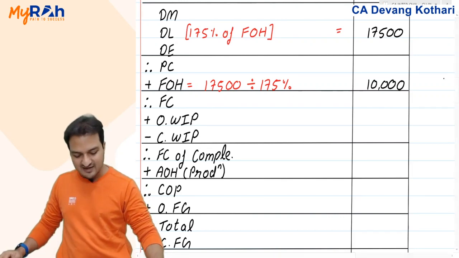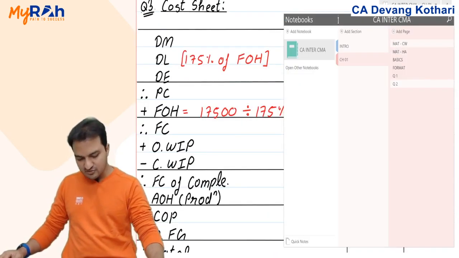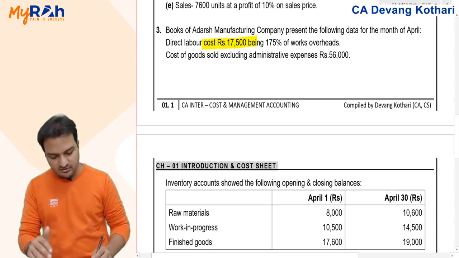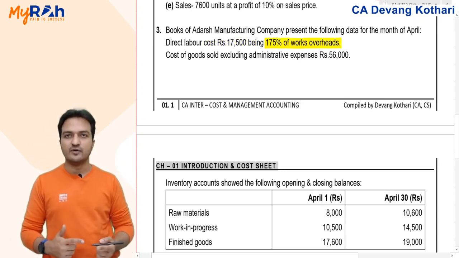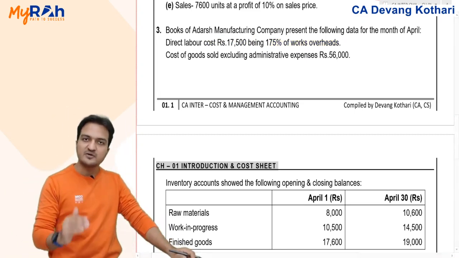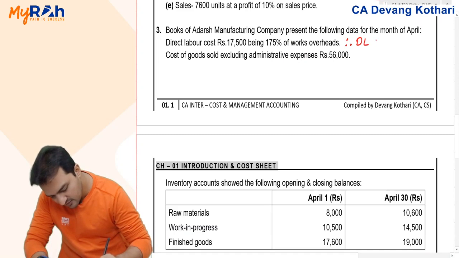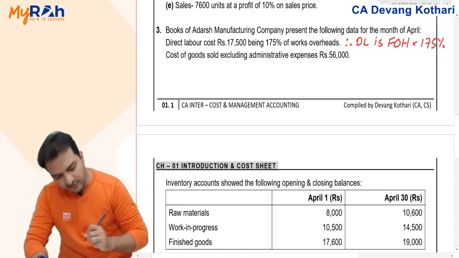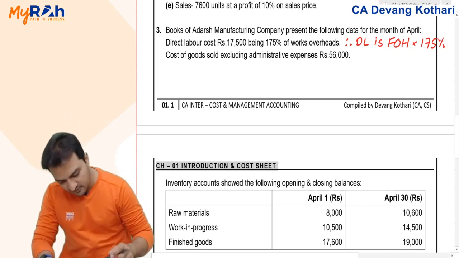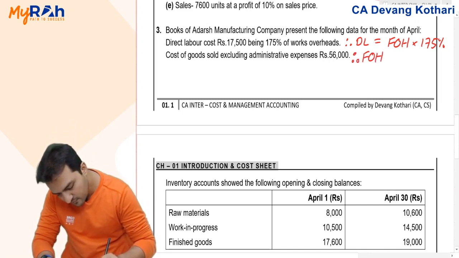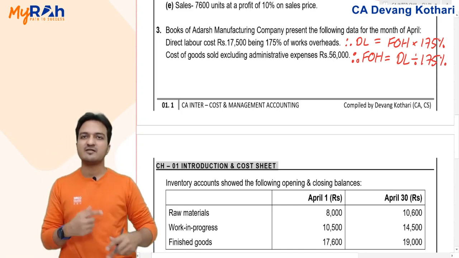So you need to understand the language of the question clearly. I'll show that language once again. Look, the direct labor cost is 17,500. It is already given. And they say that this 17,500 is 175% of the factory overheads, meaning DL, meaning labor, is 175% of FOH. I'll just write that here. Therefore, direct labor is FOH into 175%. Now, if DL equals FOH into 175%, therefore FOH will be equal to DL divided by 175%. Simple mathematics there. Done? Yeah.